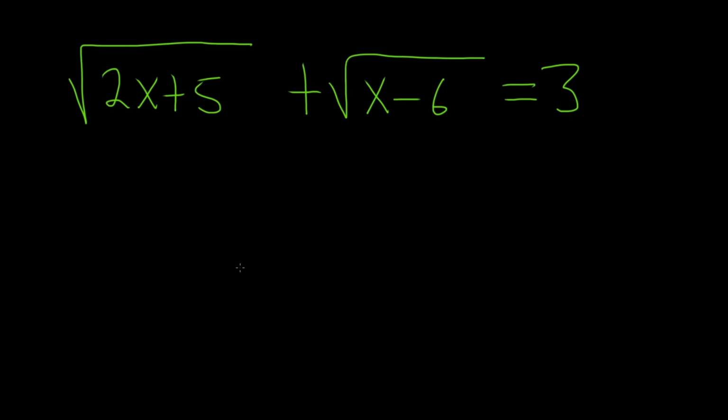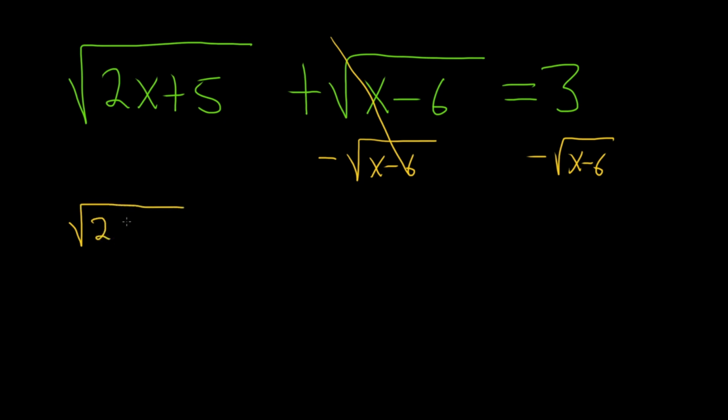In this problem, we have an equation with 2 square roots, and we're going to solve for x. Whenever you have an equation with square roots, you want to isolate the square roots and get rid of them by squaring both sides. So we'll start by subtracting this square root of x minus 6 from both sides. These cancel, so we're left with the square root of 2x plus 5, and that's equal to 3 minus the square root of x minus 6.